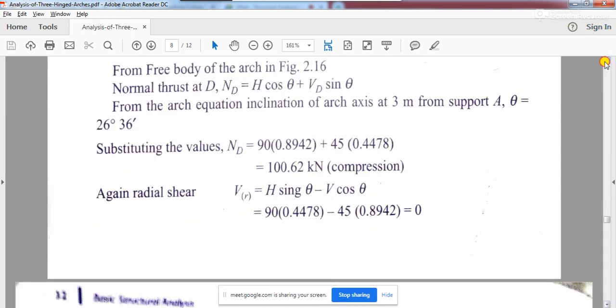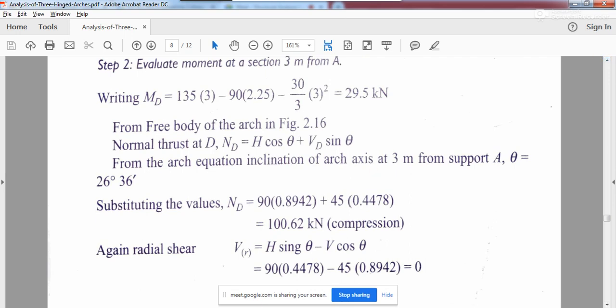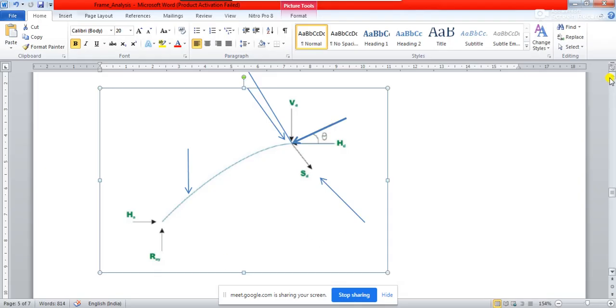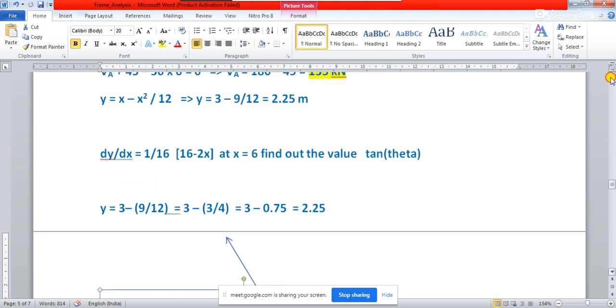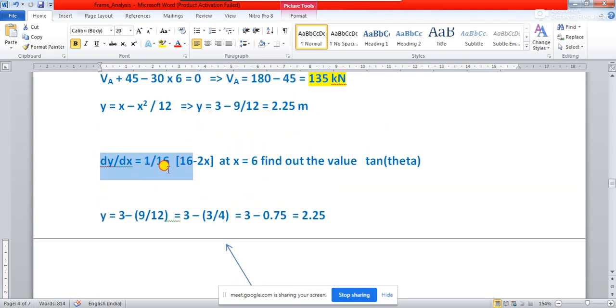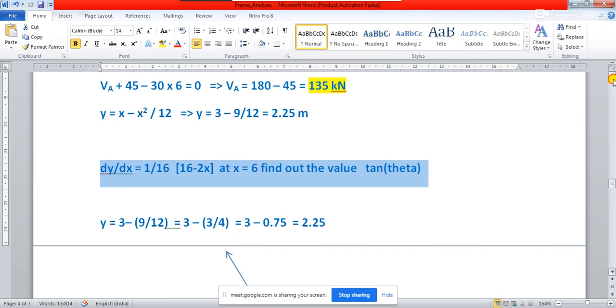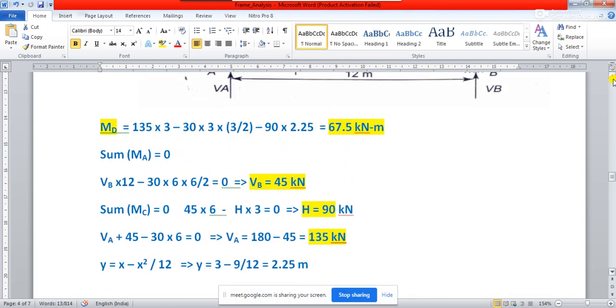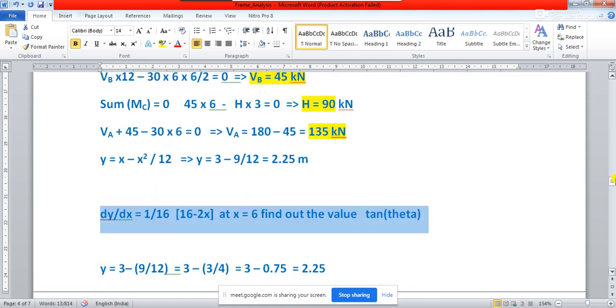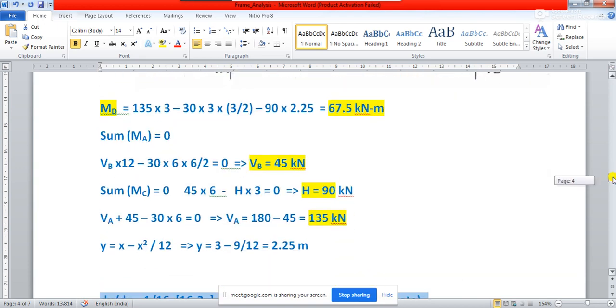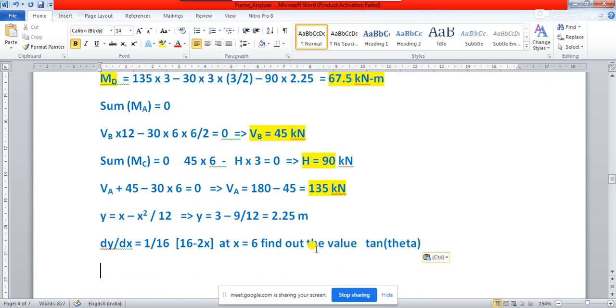And if you do dy upon dx, see, in the previous problem also I think we have done it. So this dy dx we have done, and then at x equal to 6 I found the value of tan theta, right? So exactly the same way, this problem is not going to change actually, okay? So I'll just copy and paste it over here. So you see the equation is this one. In this case the equation is x minus x square upon 12.